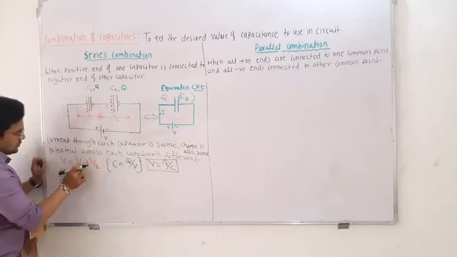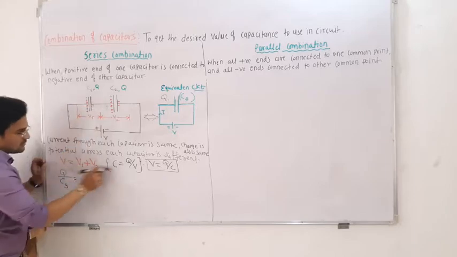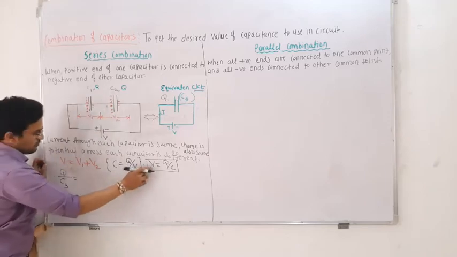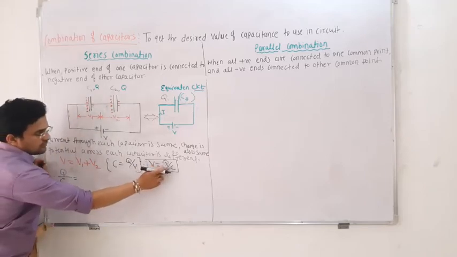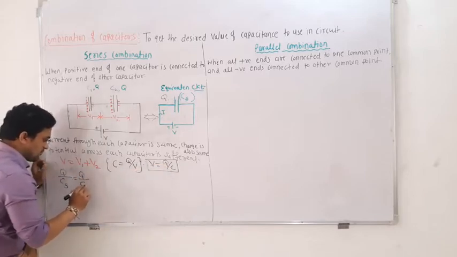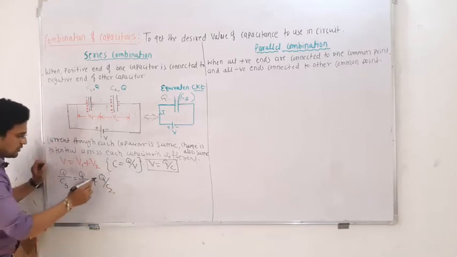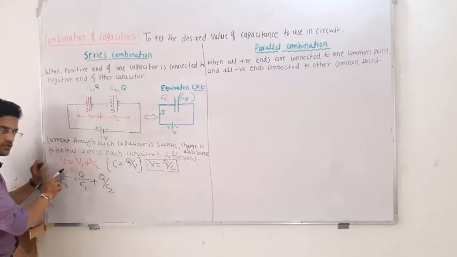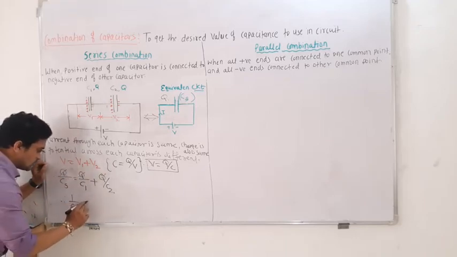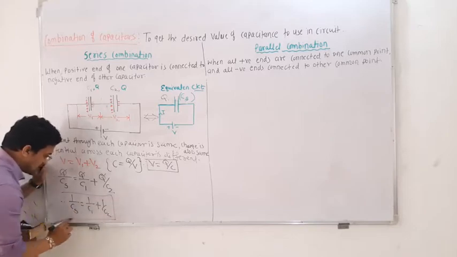Across V1, the potential, you have to measure across capacitance C1. So apply this equation: V is equal to Q divided by C. So V1 is equal to Q divided by C1, because the charge is the same, plus Q divided by C2. Now take the common Q outside and it will automatically get cancelled. Therefore 1 upon CS is equal to 1 upon C1 plus 1 upon C2. So this is the equivalent capacitance.